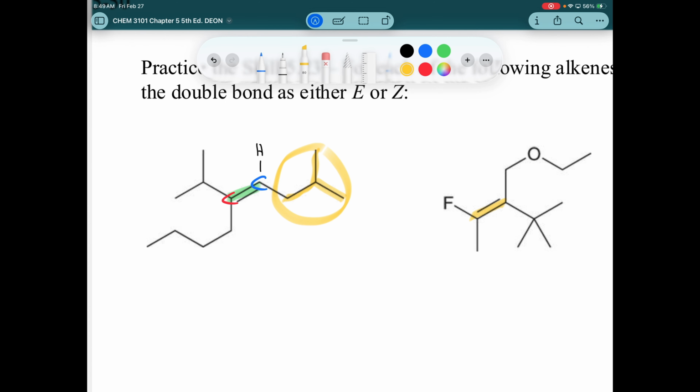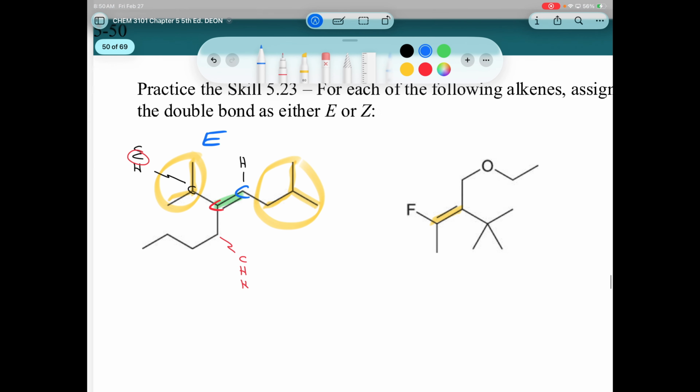But I look on the other side, I have an isopropyl and I have a butyl. If we make our little laundry list, this carbon is attached to carbon, carbon, hydrogen, but this carbon is attached to carbon, hydrogen, hydrogen. Thus, our tiebreaker is going to be here. And so the higher priority group is going to be the isopropyl group. And so this would be what kind of compound? E, because they're opposite, right? E. Let's try the next one.